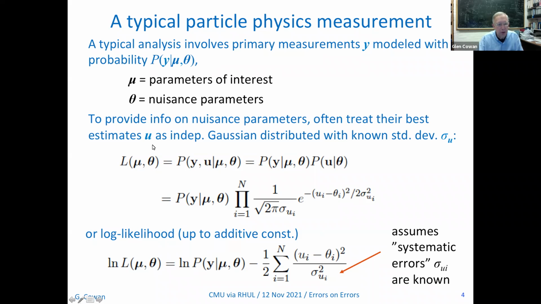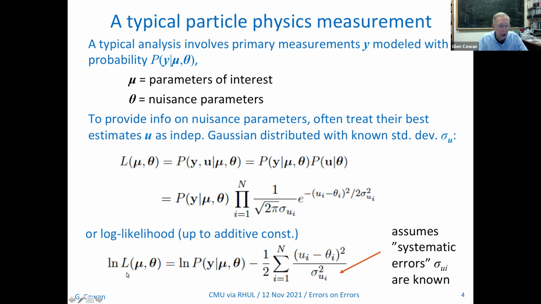And I want to suppose, as is usually the case, that these estimates of the nuisance parameters are independent. What people would assume prior to my prodding them to do otherwise would be that these estimates u would have some known standard deviations, sigma_u. The likelihood function that you would write down would just have the part referring to the primary measurements y, and then these independent auxiliary measurements or control measurements u. As I said, I'm going to consider the case where these u_i's are independent and Gaussian distributed.